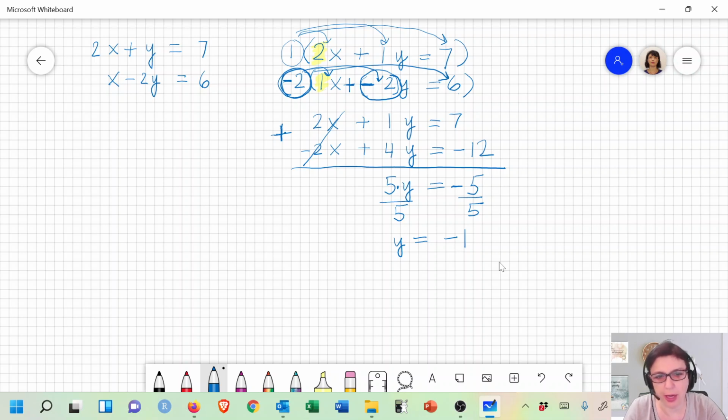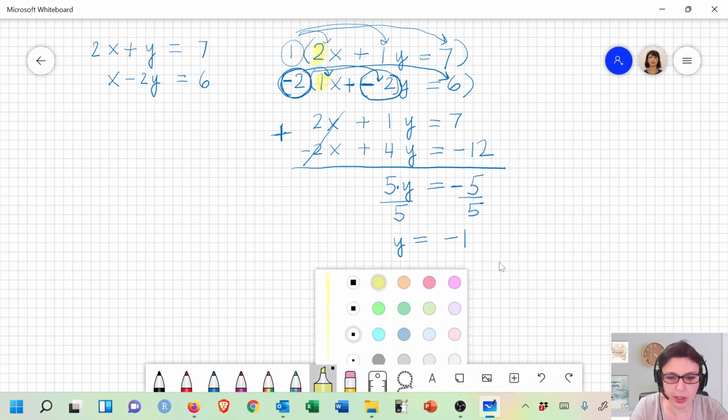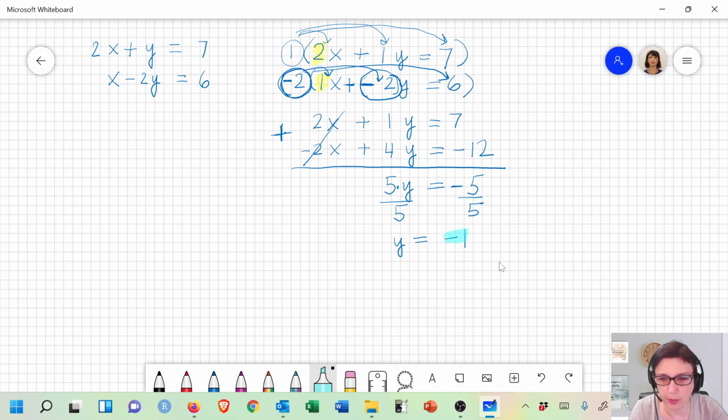So what are you going to do to get x? Well, it's really just substituting this value of y into any of the equations, either the first or the second, it doesn't matter, it will give you the same answer, and solving it for x. So I'm going to take this y equals negative 1, this number right here, and plug it in here in place of that y. Okay, so what will happen? I get 2x plus, in place of y, I'm going to put in parentheses negative 1, equal to 7.